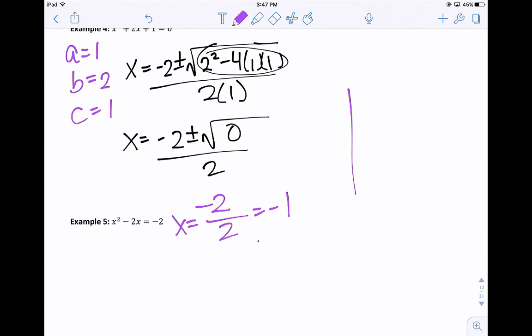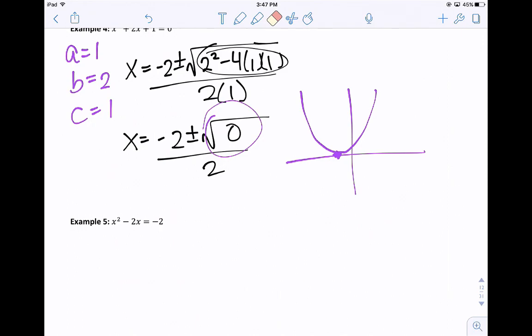So if we were to graph this, we would see that at negative 1, it's the only place that it crosses. So if you have that square root of 0, you only get one answer, and it crosses at that one spot. All right, and then we'll take a look at our last example.